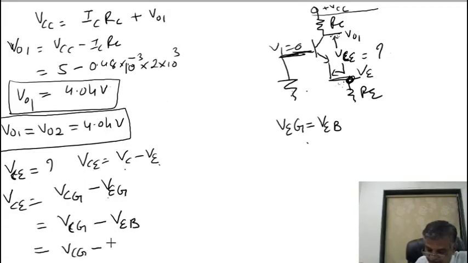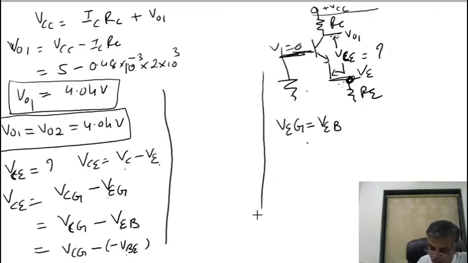VCG minus. What is this? I can write minus VB. I just change the suffix. Here ammeter voltage with respect to base. The base voltage with respect to ammeter is what? Opposite sign. So I think you know this. Ammeter voltage with respect to base. If you write the base voltage with respect to it, this sign will be changed. Minus.